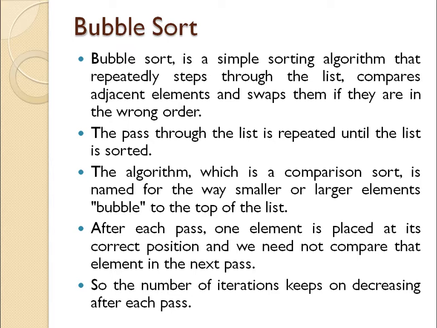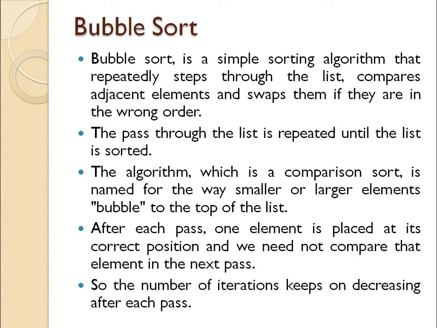The algorithm, which is a comparison sort, is named for the way the smaller or the larger elements bubble to the top of the list. You will see in the example that a particular element bubbles through the list and moves to the top. You have seen the bubbles in water. It starts from the bottom and moves to the top. That's why this sorting is named bubble sort.